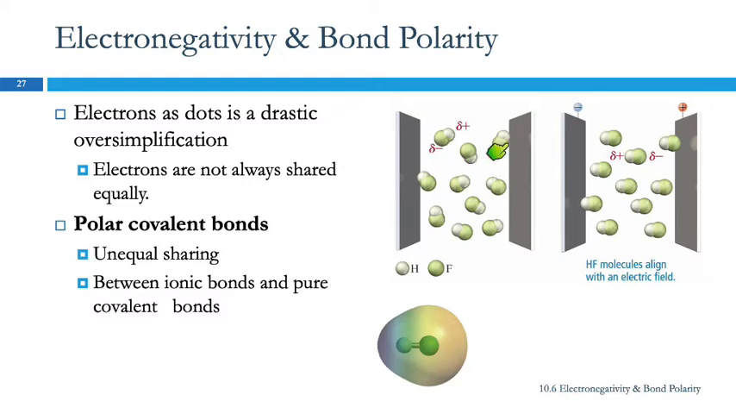If we apply a voltage to these metal plates and make this one negative and that one positive, these guys are all going to line up like little compass arrows. And the positive end will point towards the negative plate, and the negative end will point towards the positive plate because of the attraction between opposite electrical charges.